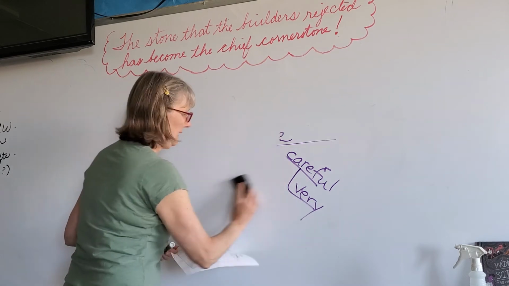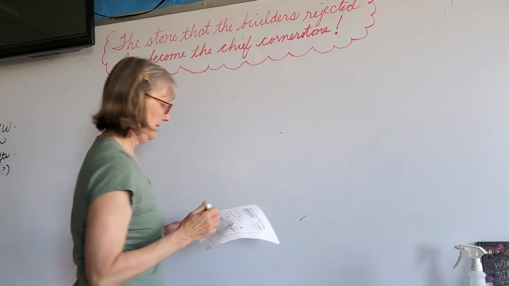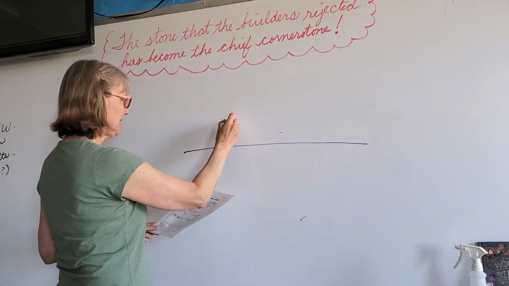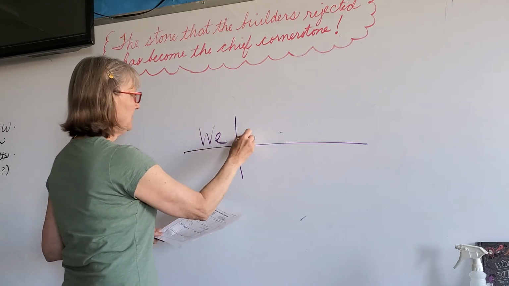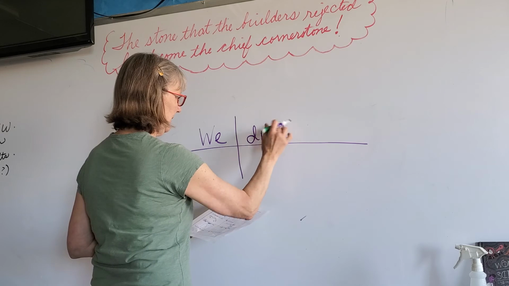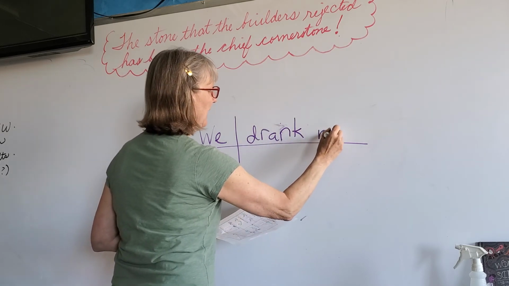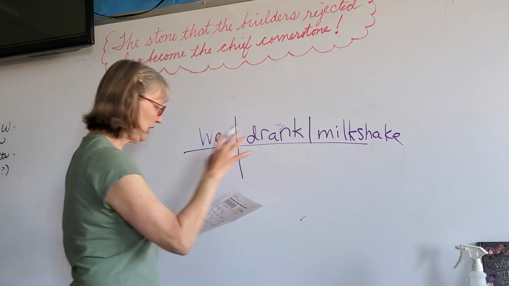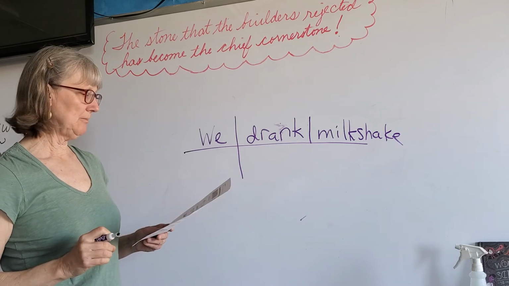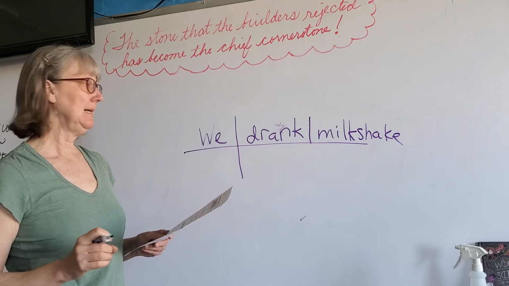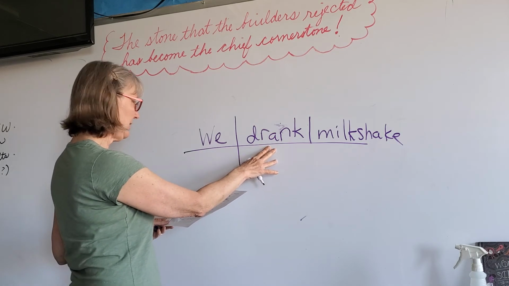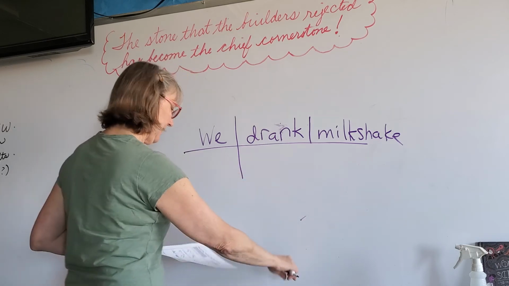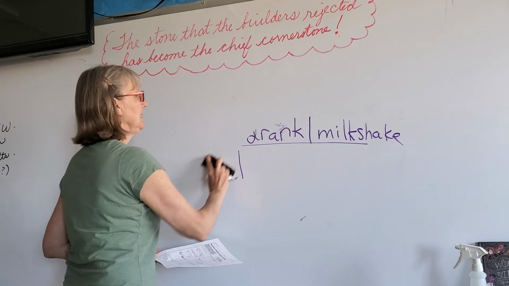Okay, number 3. I'm going to help you out here. Number 3, the basic part of the sentence is we drank milkshake. We drank milkshake. There's your direct object. You've got to put all the missing words in. Okay? There are more words in that sentence that have to be put in. We have something that modifies drank, tells how we drank. We have something that modifies milkshake, that tells something special about the milkshake. So you fill in the missing words on this one on your diagram.